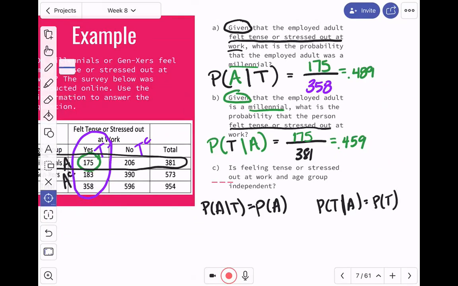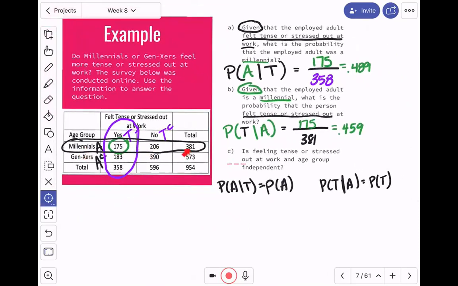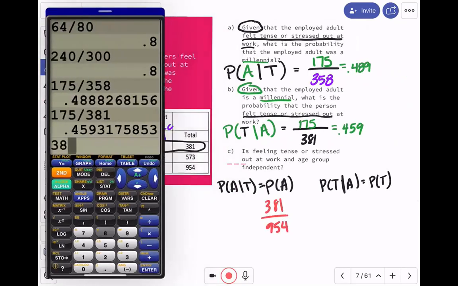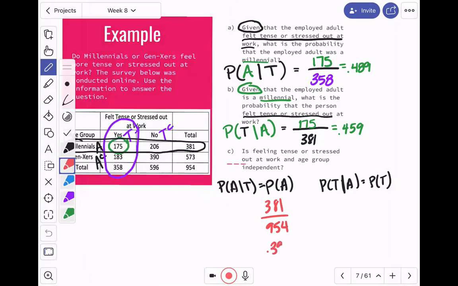So this is just part of the independence process. This is the conditional part. You've already proven this part. We need to go show probability A now, or probability T. Well, probability of A is a very simple probability to calculate. It's just going to be all of the millennials divided by the total sample. So the probability of A is literally going to be 381 divided by 954. So 381 divided by 954, I get 0.399.